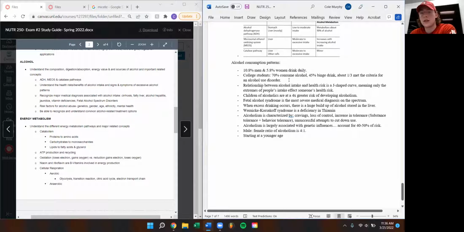Knowing these statistics is important for the exam. The relationship between alcohol intake and health risk is a J-shaped curve, like that on the chart or graph. That means only the extremes of people's intake can affect somebody's health risk.